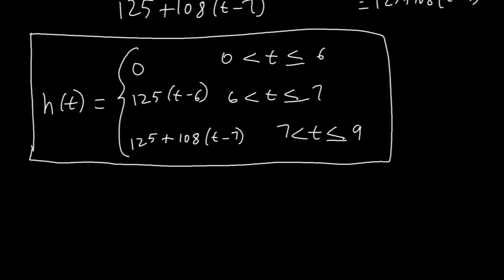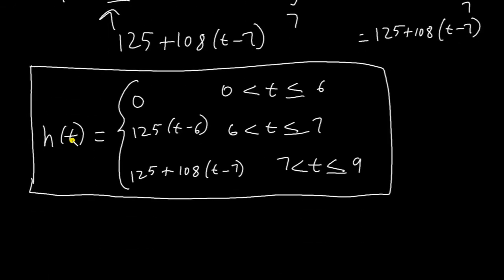Okay? This was a 3-point question. 1 point for each of the 3 parts of the piecewise function. 1 point for this part, 1 point for this part, 1 point for this part.